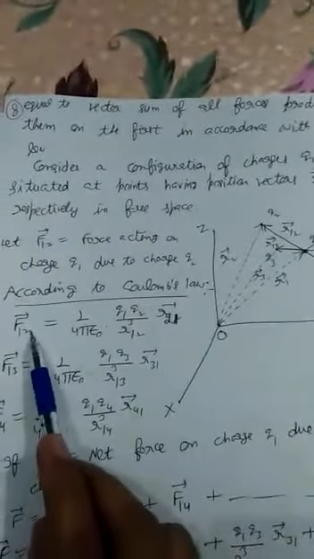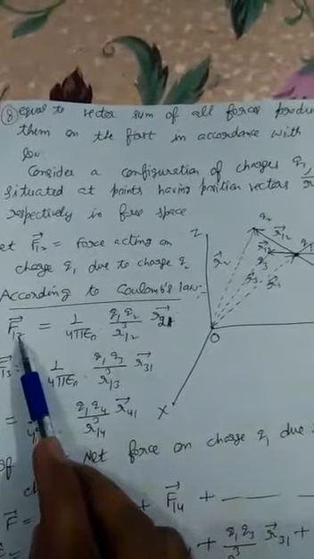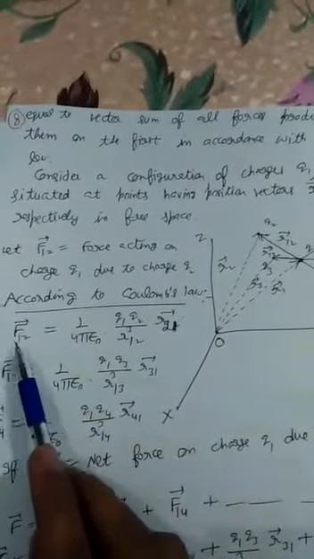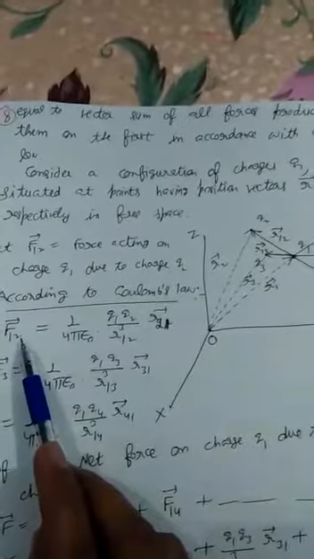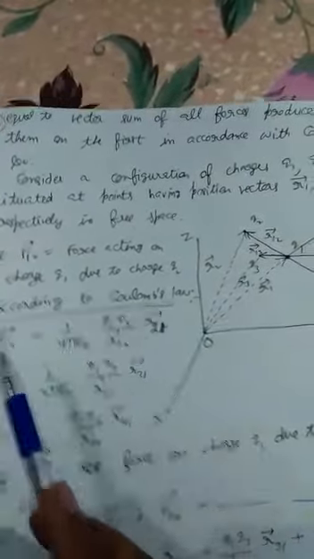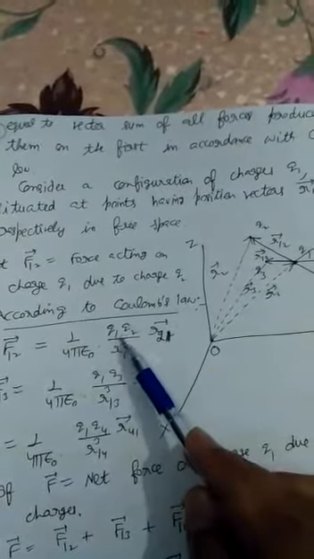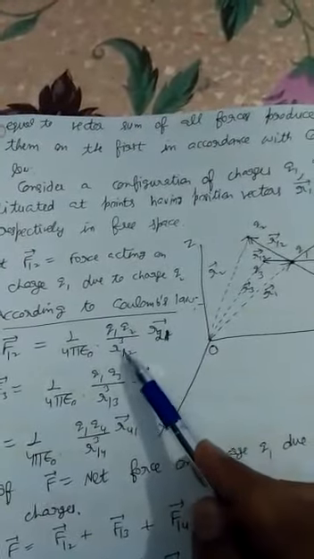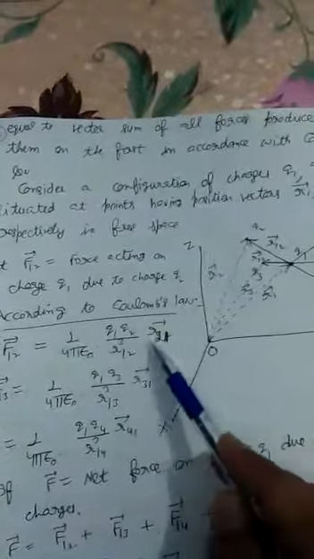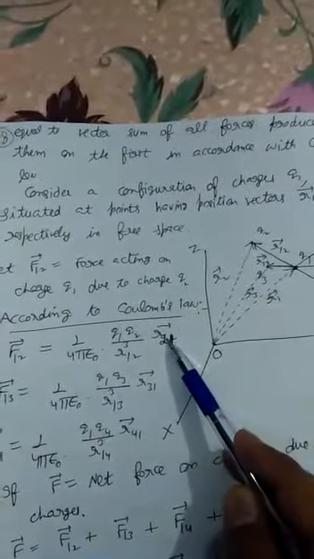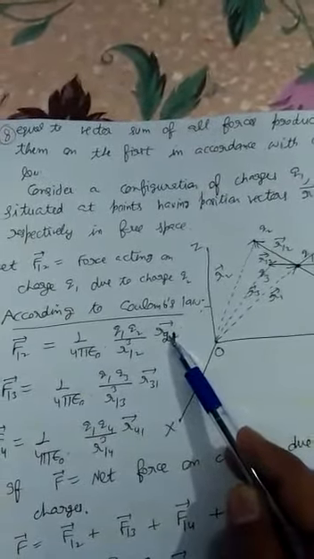First of all, we have F12 vector. It means the force acting on charge 1 due to charge 2. The formula is 1 upon 4 pi epsilon naught into Q1 into Q2 upon R cube 12 into R21 vector. This is in vector form.